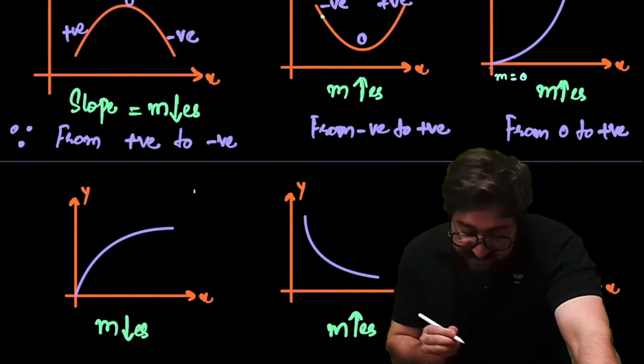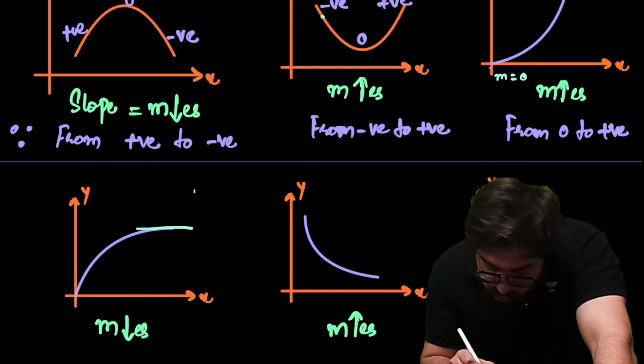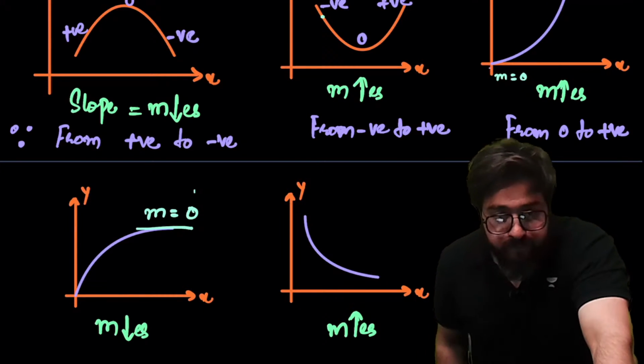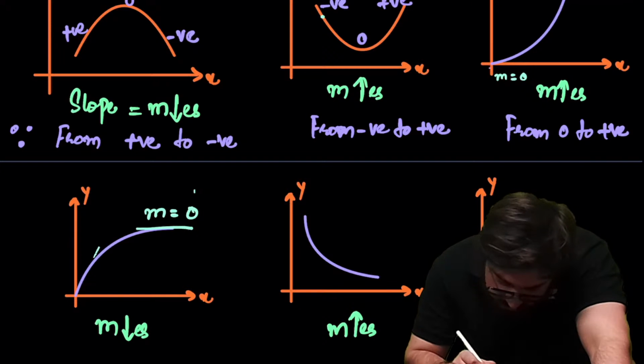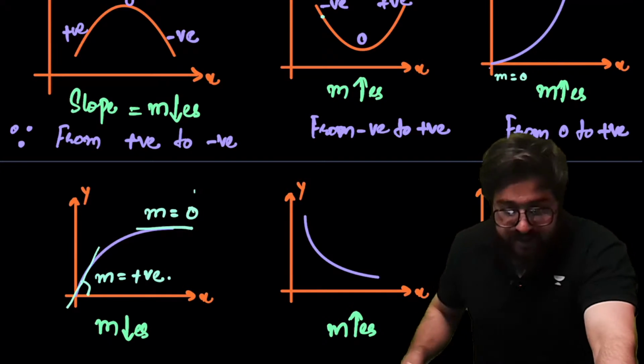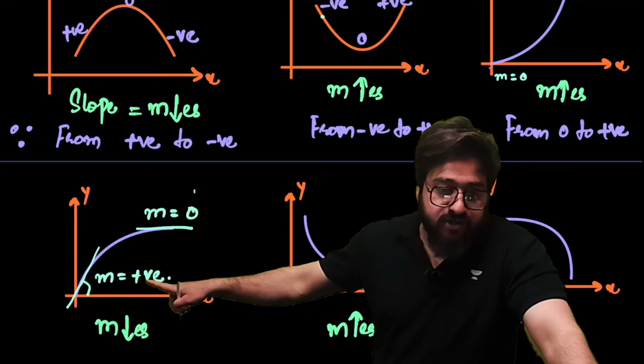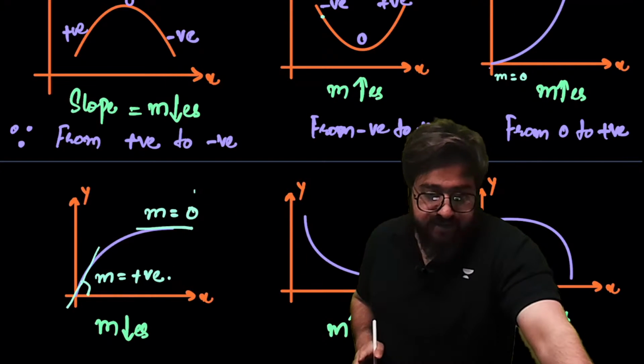When it comes to this graph over here, at this topmost point, slope is 0. At this point initially, slope m is positive. So in this particular case, slope is decreasing. It is initially positive and it becomes 0, so it is decreasing.